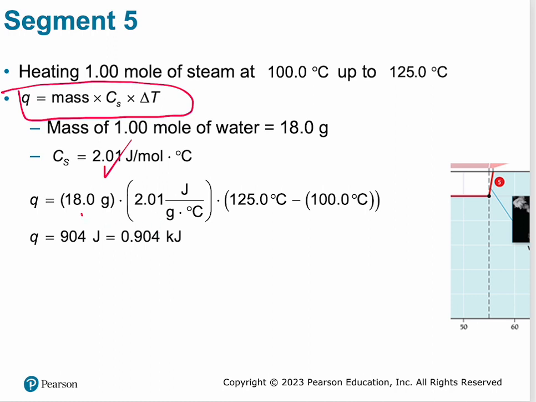So now again, we have 18 mole of water, constant 2.01, the change in temperature. Let's say we're heating it up to 125 degrees C. So again, 904 joules or 0.94 kilojoules for this step.